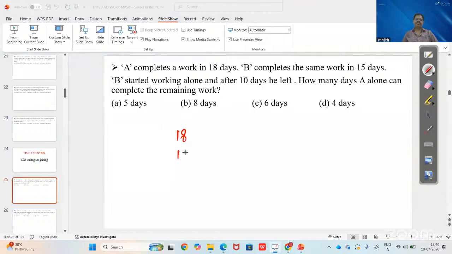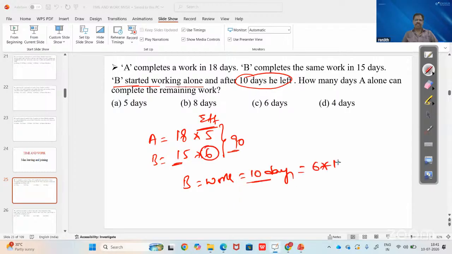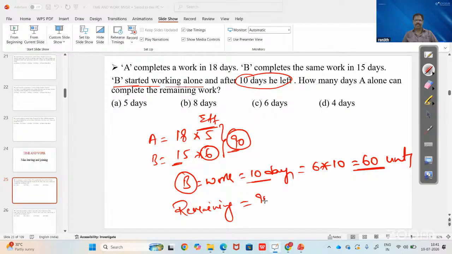What is the efficiency of B per day? 6 units per day. So total 10 days he works. 6 into 10 equals 60 units. So the total is 90. B alone has completed 60 units of work. What is the remaining work we have? The remaining work equals 90 minus 60, which equals 30.